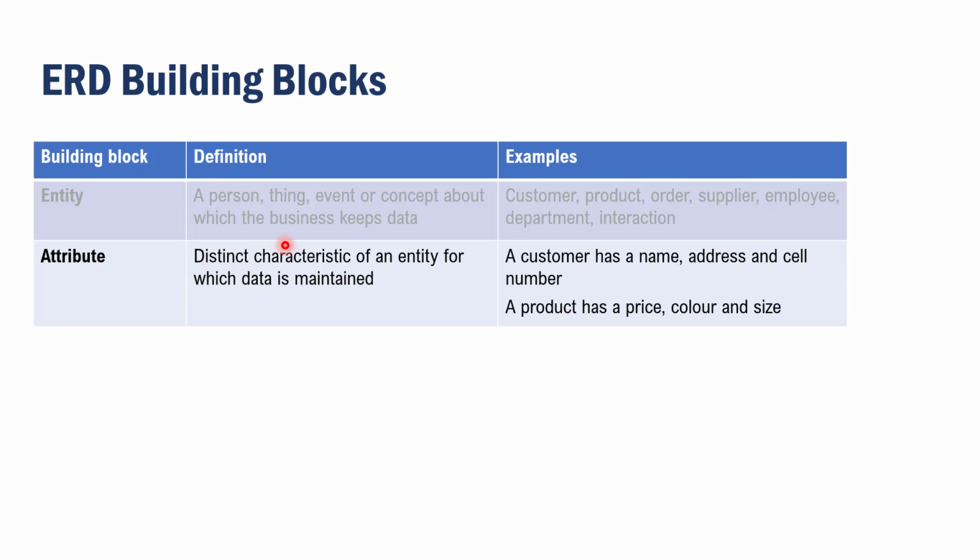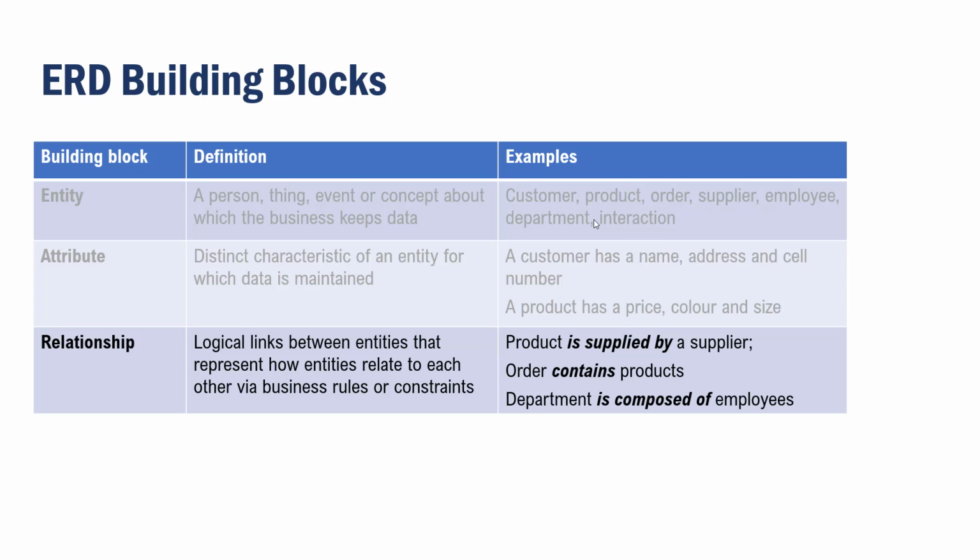The next building block is an attribute. Attributes are characteristics of those entities. That's the characteristics that will distinguish one instance of this entity from another. For example, how do you distinguish one customer from another? By their name or their name and identifier. How do you distinguish one product from another, one order from another? So attributes could be things like names, addresses, phone numbers, prices, colors, sizes, total amounts, and anything at all that characterizes your entity.